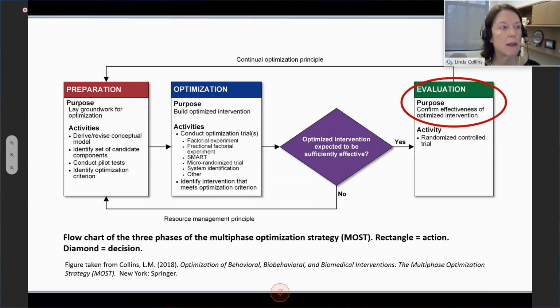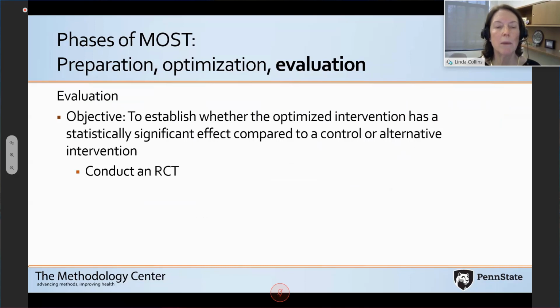The last phase is the evaluation phase, and the purpose of this phase is to establish whether the optimized intervention has a statistically significant effect as a package compared to a suitable control. And the experimental design there would be the randomized control trial.